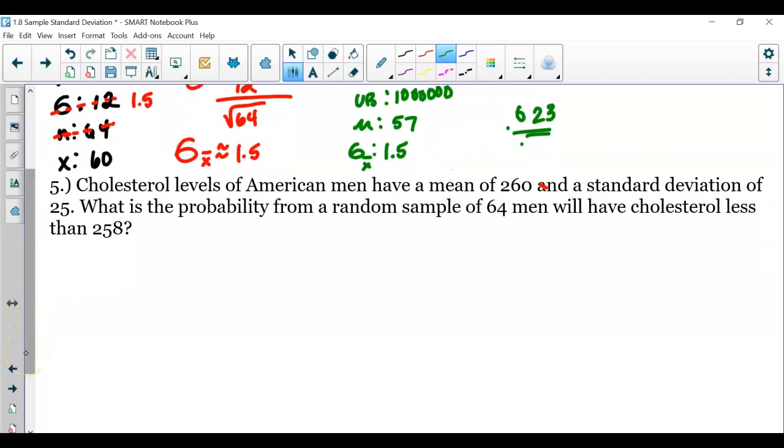Same thing. We're going to identify our pieces. So here, go ahead and pause the video and identify the mean, standard deviation, the sample size, and the X value that we are converting.